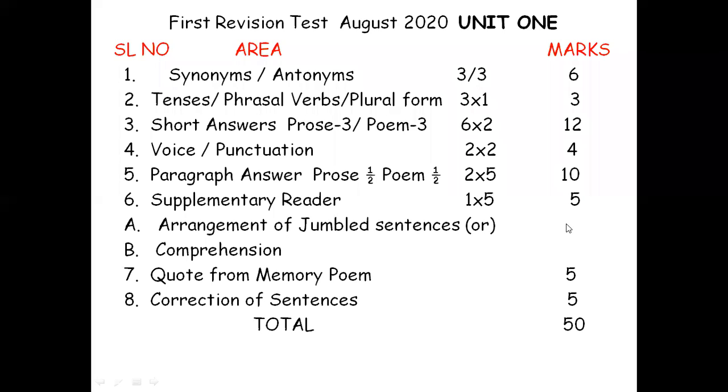In the normal question paper, 4 questions will be given and you will have to write 3. But here it is 3 out of 3. There is no choice for the third question. Prose, 3 questions will be given, and you will have to attempt all the 3 questions. Similarly, poem also. So 6 and 12 marks. And then voice and punctuation.